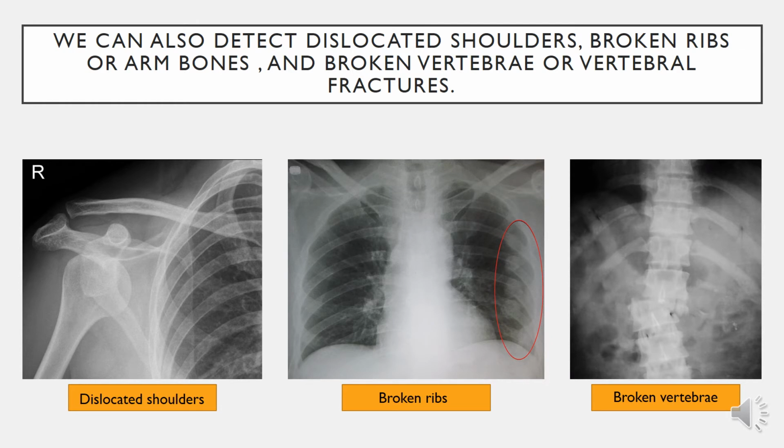We can also detect dislocated shoulders, broken ribs or arm bones, and broken vertebrae or vertebral fractures. Look at the pictures below, from left to right. Dislocated shoulders, broken ribs, broken vertebra.